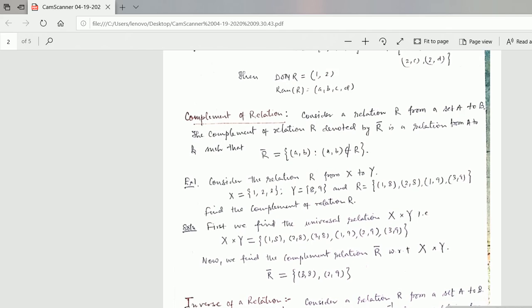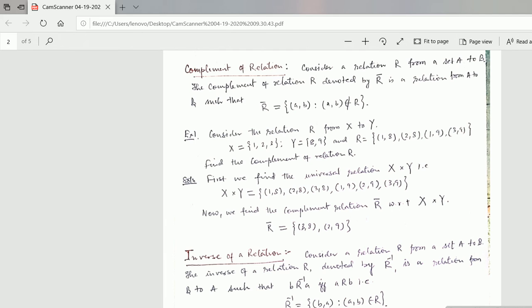Now we will discuss the complement of a relation. Consider a relation R from a set A to B. The complement of relation R, denoted by R bar, is a relation from A to B such that R bar is equal to {(a, b) such that (a, b) is not in R}.